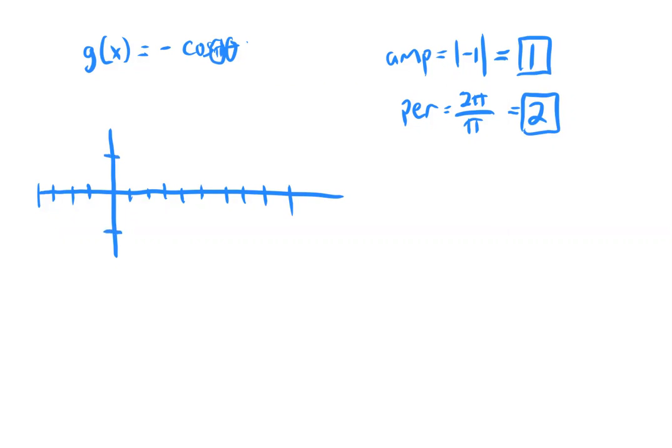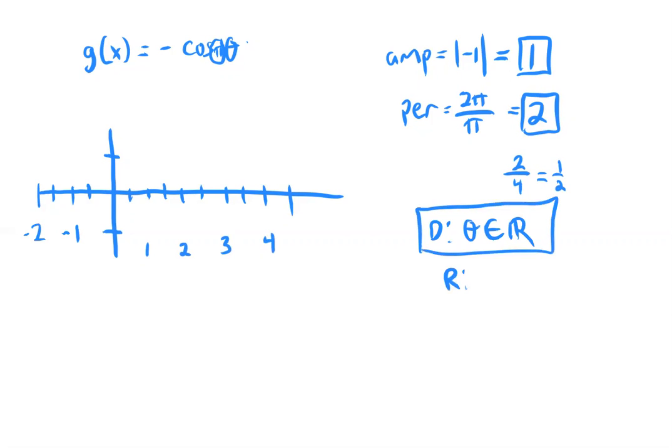To figure out your scale, you're going to take your period and divide by 4. So that's going to be 1/2. So that means if you're doing every other one, if you're going by 1/2, it'll go 1, then skip 1, 2, skip 1, 3, skip 1, 4. And if you're going to do every other one, if you're going by 1/2, it's -1, -2. So the domain is always, theta is all real numbers for sine and cosine graphs. For the range, the opposite of the amplitude is -1, and then the amplitude is 1. So that's going to be my range.